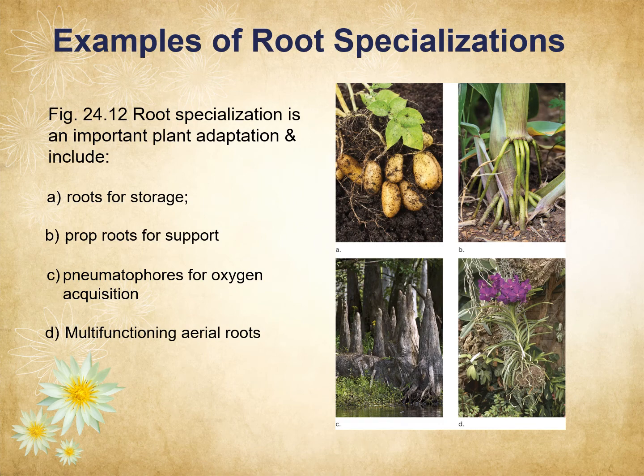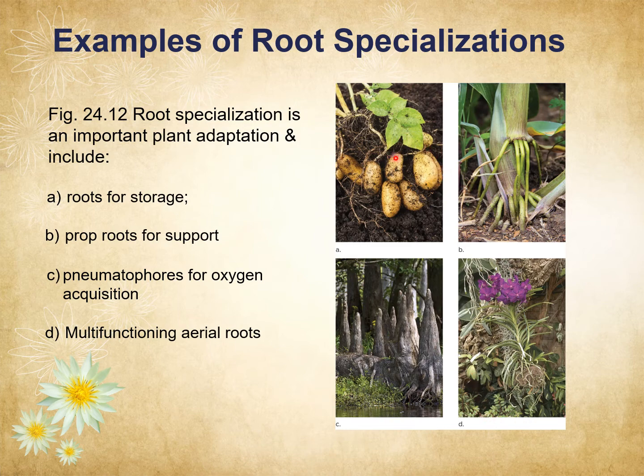So roots tend to be of two varieties. In eudicots, the primary root grows straight down and is called a taproot, while monocots have a fibrous root system. We can see here there are four photos which all show different specialized roots, based on their functions and also their adaptations.